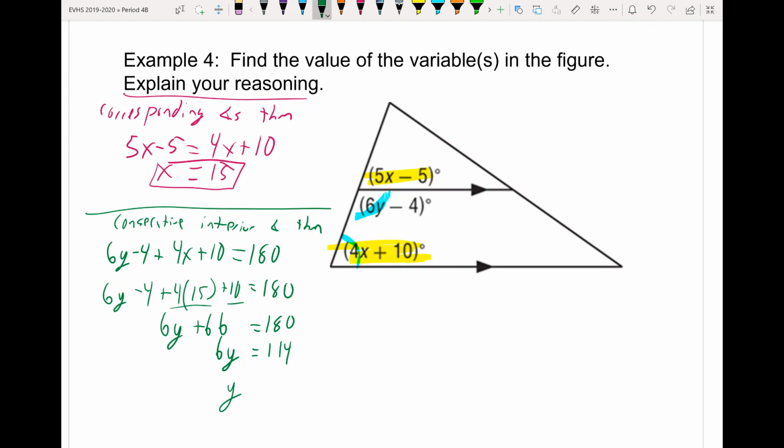Then divide both sides by 6. You might want to take a stab at what 114 divided by 6 is. 19. Did you do that in your head? Yes. Awesome. Well, I did it because 120 was 20, so it's just 6 off that. Oh yeah, you're right. 6 times 20 is 120. Subtract 6 off is 19. Yeah, there you go. That works.